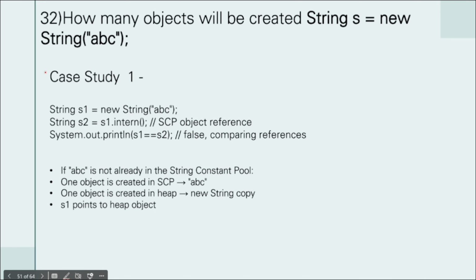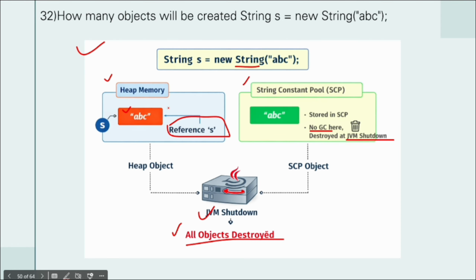Now we will do some case studies on what we have learned. As I have mentioned, two objects will be created in two different places. Now the point is how you can access those two objects. One is clear: we can access the heap memory area object with its reference. But how can we access the object which is created in the string constant pool area? That is the main important thing that you have to understand.